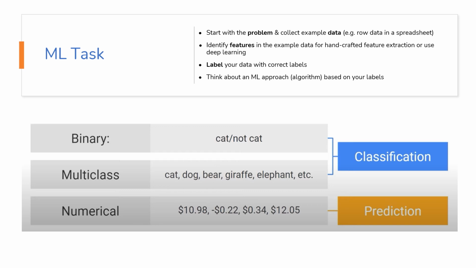And then we need to label your data with correct labels. And finally, think about an algorithm or approach based on your labels to get the result back.